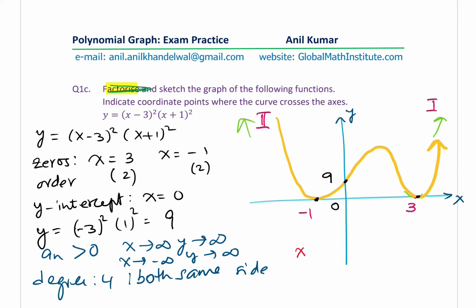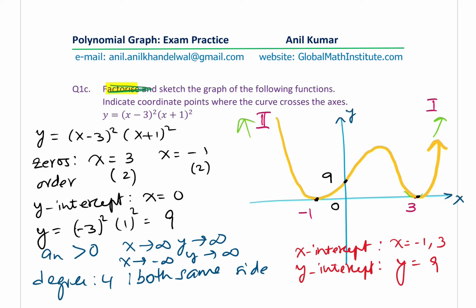So we say x-intercepts are at x equals minus 1 and 3, and y-intercept is at y equals 9. Clear? We are almost at the midway.